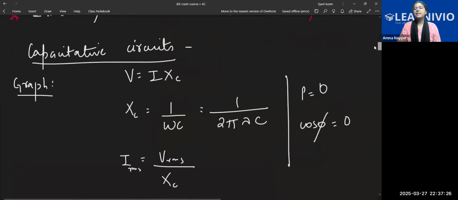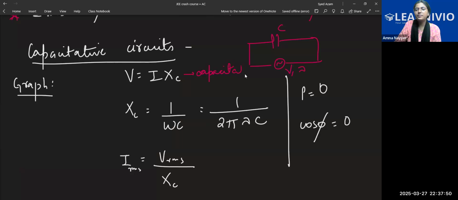So a capacitive circuit means a circuit which has only a capacitor present and a variable voltage with some frequency. So V is equal to I XC. Here the resistance work will be done by XC. What is XC? This is the capacitive reactance. V is equal to I into XC. Now the formula of XC is 1 by omega C.